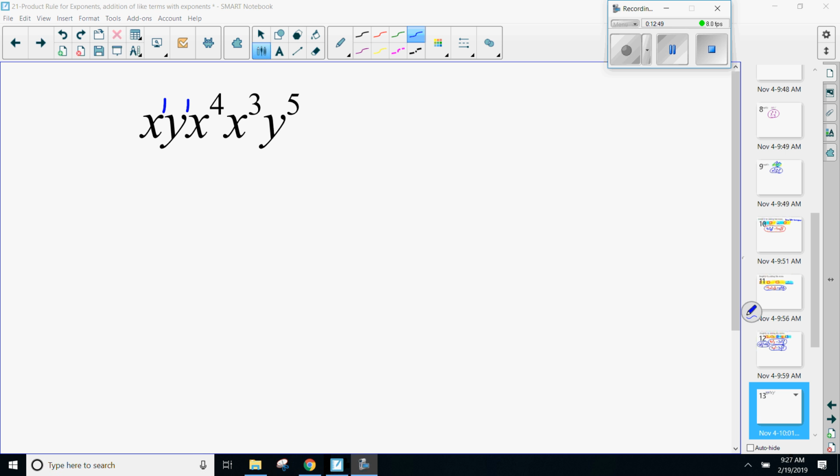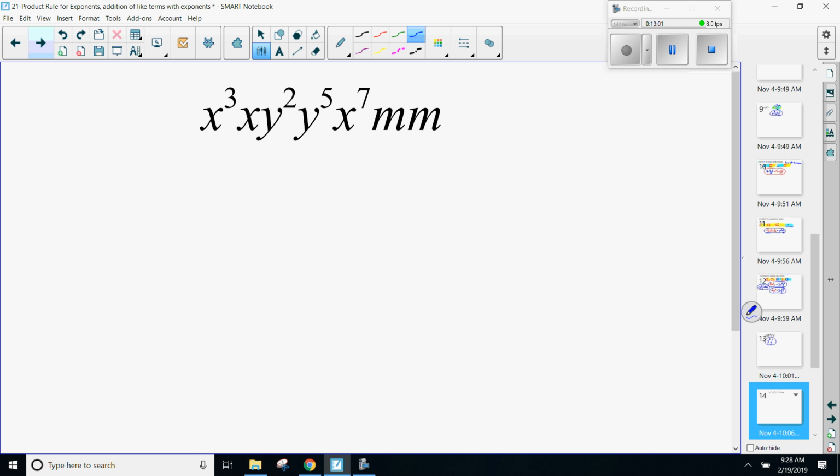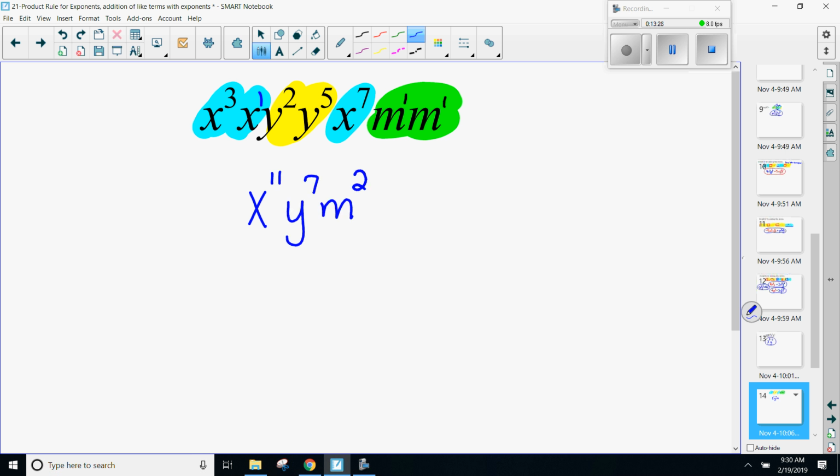Simplify. Add your exponents, x to the 8th, y to the 6th. Good? Let's try this one. Simplify. Make sure you realize that these are 1s right here. And then add your exponents. So I have those 3, these 2, and those 2. So your answer, x to the 11th, y to the 7th, m to the 2nd.